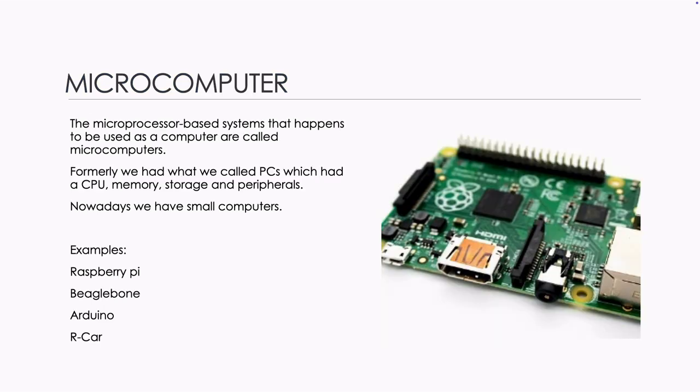The microprocessor-based system that happens to be used as a computer are called microcomputers. Formerly, we had what we call PCs, which had a CPU, memory, storage, and peripherals. Microcomputers are becoming very popular in the embedded world. Since everything is becoming about portable devices, we want something that is small and portable. These computers, although they are very small, they are very powerful and can process huge amount of data.